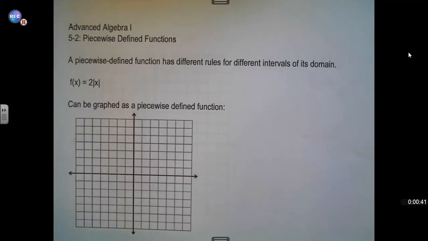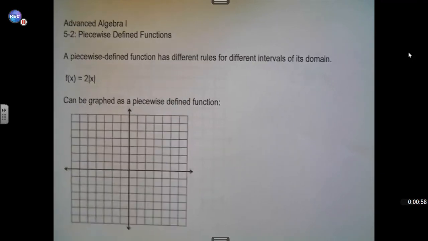becomes, instead of finding slope, we find the derivative. And we don't have a rule for the derivative of absolute value. But if I split it up and I write it as two different functions, then I do know how to take the derivative of that.